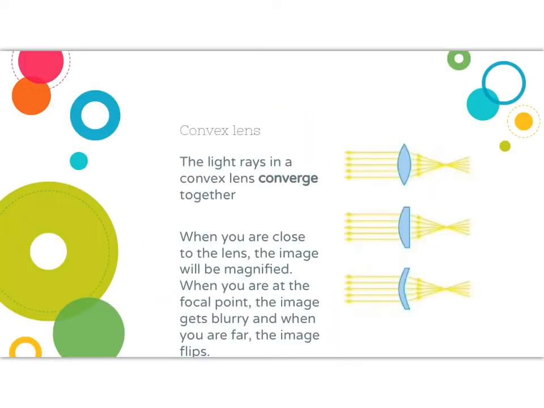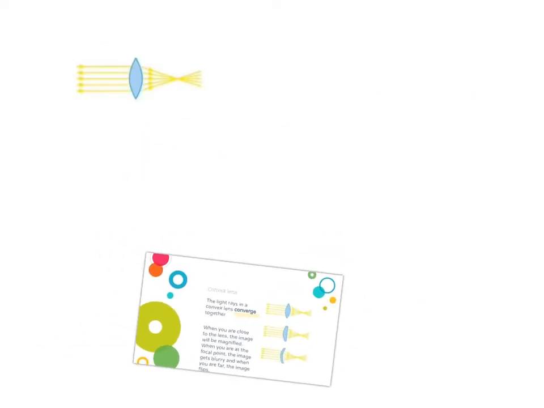Now let's take a look at a convex lens. In a convex lens, you would actually see them come out. So this lens is actually bending out towards the incoming ray. In a convex lens, the light rays tend to converge together. When you're close, the image will be magnified. If you're standing right at the focal point, the image gets very blurry, and when you're far away, the image flips upside down. Okay, let's take a look at this in more detail once again.